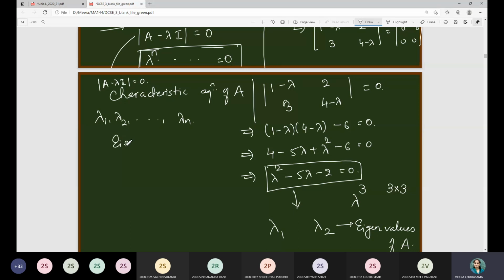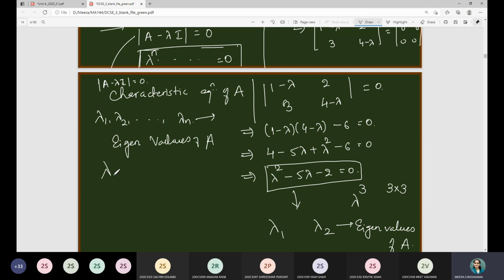So the roots of this characteristic equation, that is called the eigenvalues of A. These may be real numbers, they may be complex numbers, they may be distinct, they may get repeated. That depends on the characteristic equation.